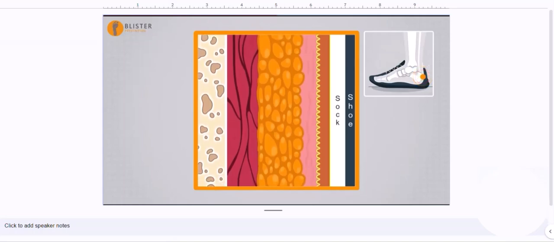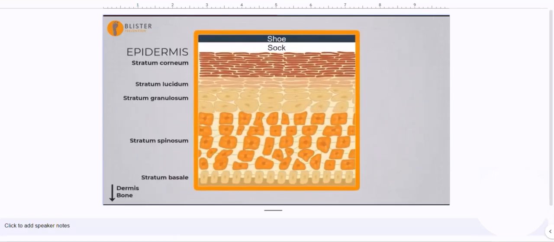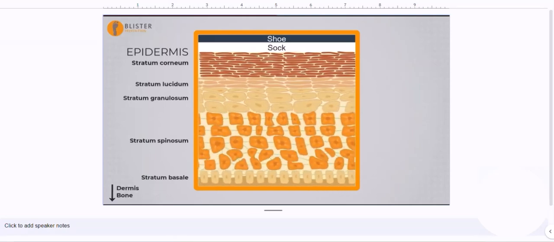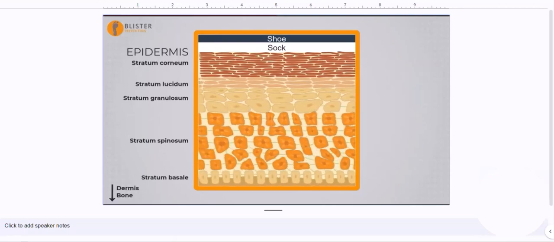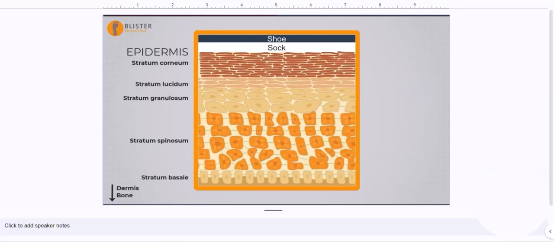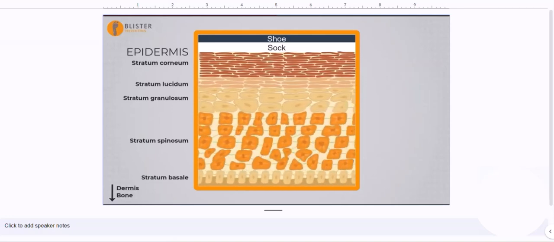Now let's zoom in further and look at the very outer layer of skin where blisters occur, the epidermis. The base of the epidermis is being pulled back and forth as movement is transmitted from the moving bone, which is now off screen. This movement is able to be transmitted from deep to superficial because every layer of soft tissue is structurally connected to the layer above and below.